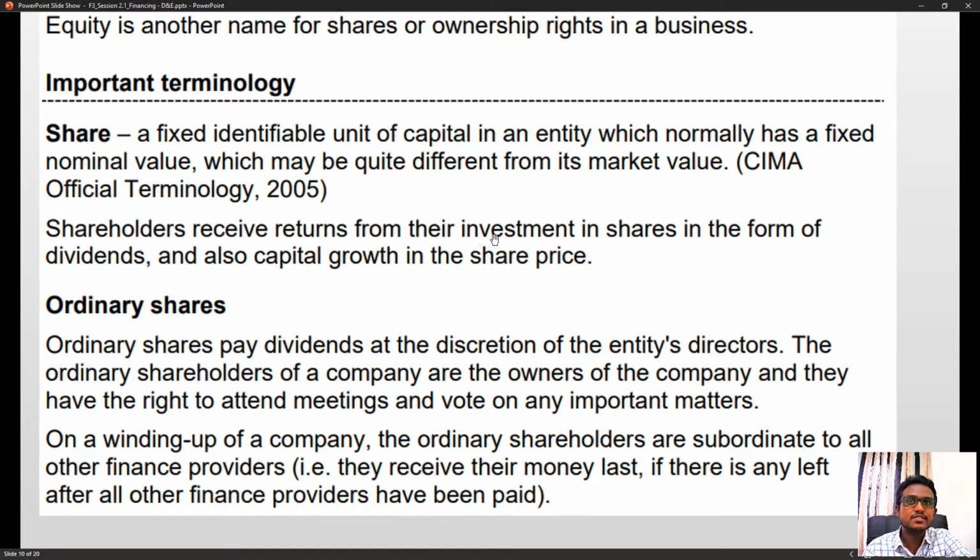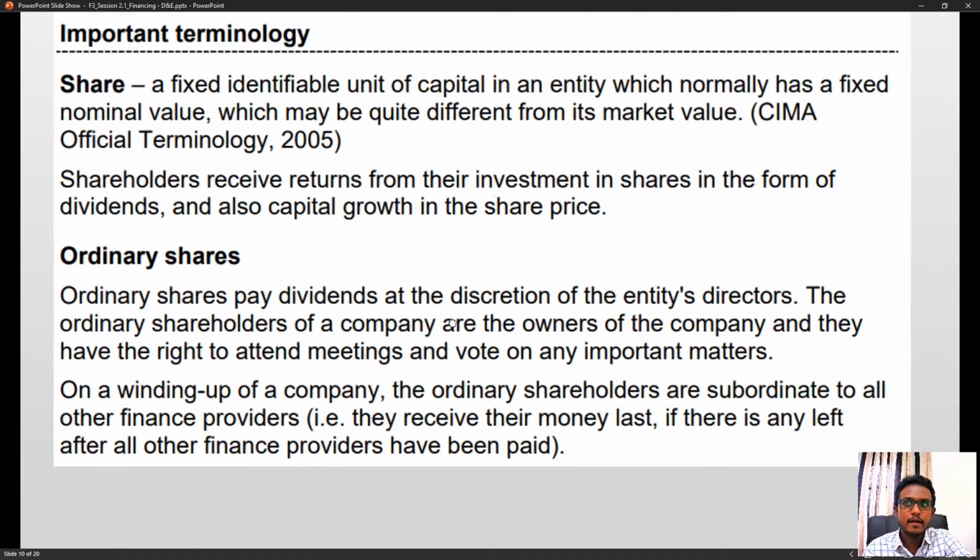Shareholders receive returns from their investment in shares in the form of dividends and also capital gains on the share price. Ordinary shares pay dividends at the discretion of the entity's directors. So the directors have the decision making power over the level of dividends, setting up the dividend policy, so to speak, which will be another segment altogether. The ordinary shareholders of a company are the owners of the company, and they have the right to attend meetings and vote on any important matters.